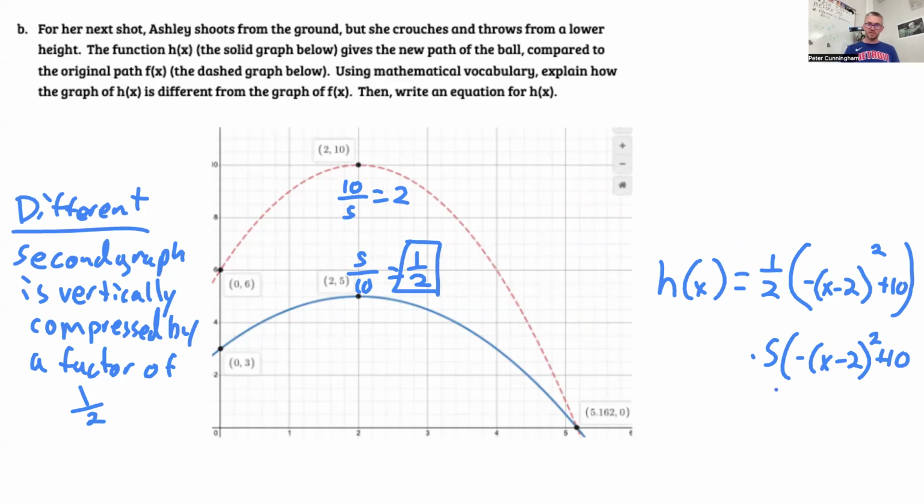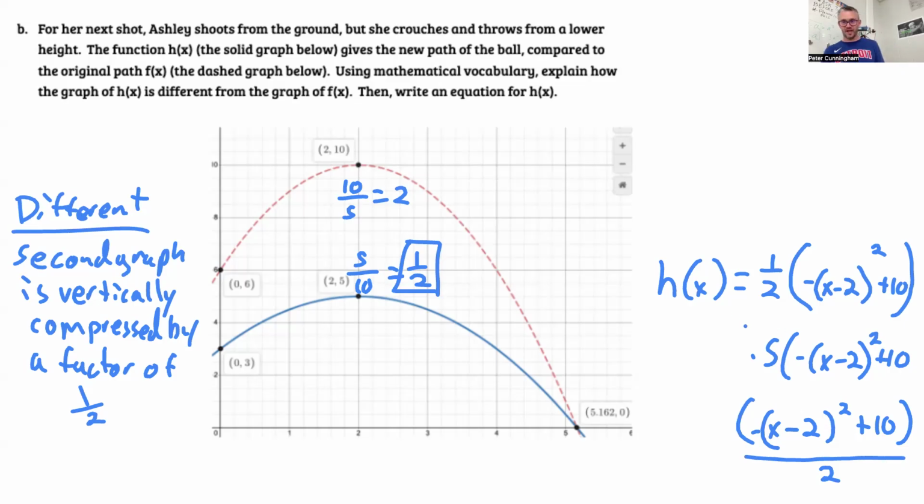I don't love it, but it would be correct if you also put negative x minus 2 squared plus 10, and you took that entire thing and divided it by 2. I don't love that. I'd rather multiply by that factor, but it could be correct.